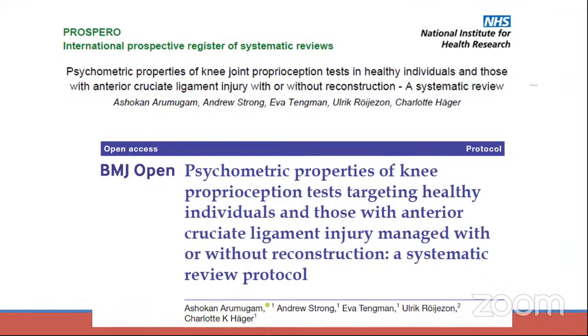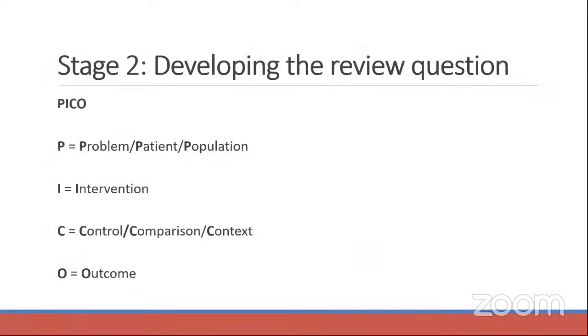Here's an example where we registered our systematic review protocol in the PROSPERO database, and simultaneously we published in an open access journal, BMJ Open, which has a good impact factor. So you can register in the database at the same time. You can also publish your protocol, but only certain journals are publishing the protocols for systematic reviews.